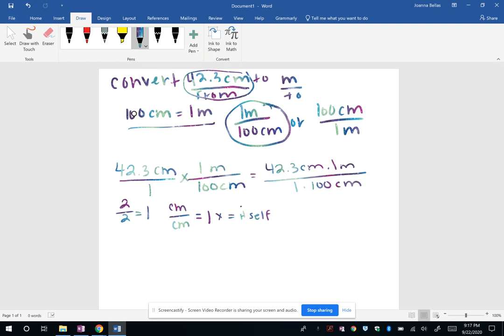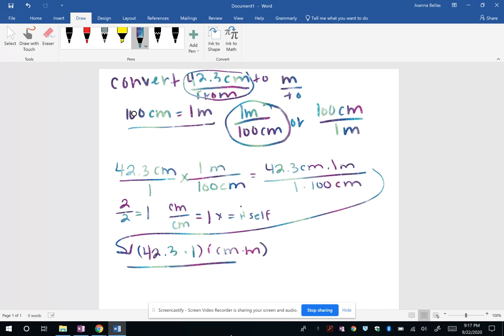Okay, and we can rewrite that as, I'm going to bring it down here, 42.3, because I'm putting my numbers with my numbers, my letters with my letters. 42.3 times 1. Okay, and then that's centimeters times meters all over 1 times 100. And then we have centimeters by itself.